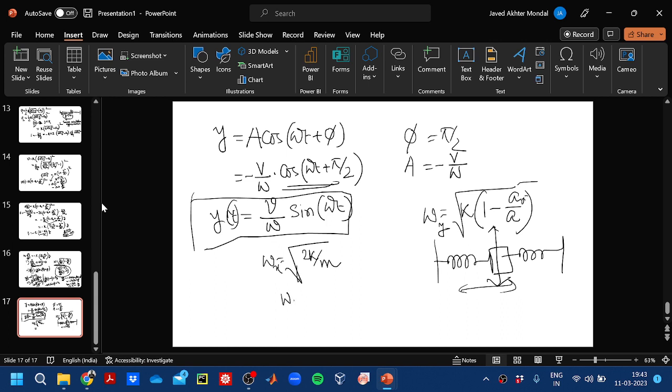So the ratio of them will be half into 1 minus a0 by a. In that way we can solve any kind of problem of this kind. So basically, first we have to find the potential, and from that we can calculate its force, and we will get how the position will change with respect to time. So this is one kind of harmonic oscillatory motion.